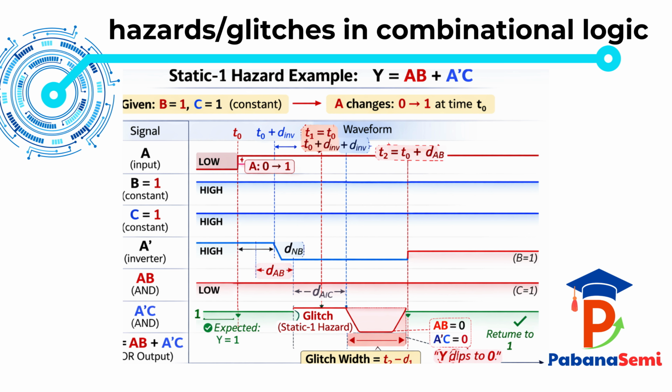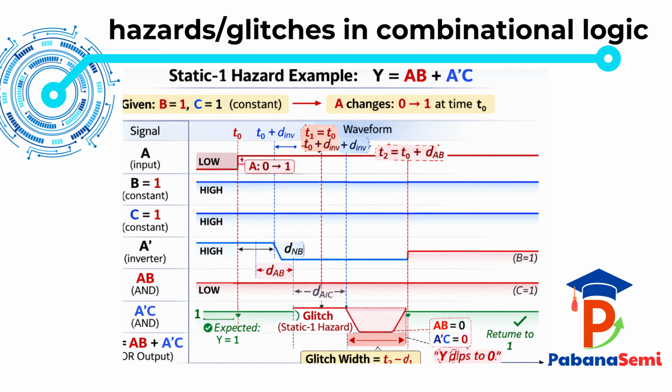Now watch what happens in real hardware due to delay. At t0, A rises, but A prime doesn't fall immediately. It falls after the inverter delay, DINV. Then the A prime C path goes low after its own gate delay, so A prime C turns off at time t1. On the other side, AB does not turn on instantly either. Because the AB path has delay, AB becomes 1 later, at time t2. So between t1 and t2, both terms are temporarily 0. AB equals 0, A prime C equals 0.